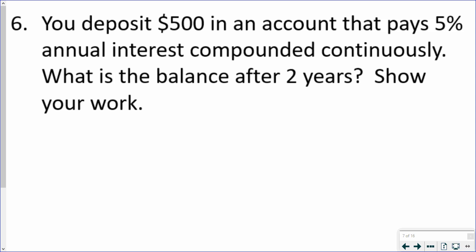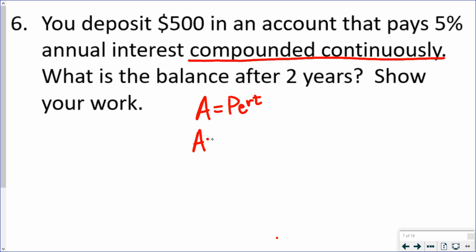Okay, time's up. Okay, so since this said compounded continuously, then that is your hint that it is the PERT formula. P times e to the rt power. So we want to know the amount after you deposit $500. e is always just e. Our rate, if I take this and move it 2 to the left, it's 0.05. That's in the exponent, times the number of years, which is 2 years. That's also in the exponent.